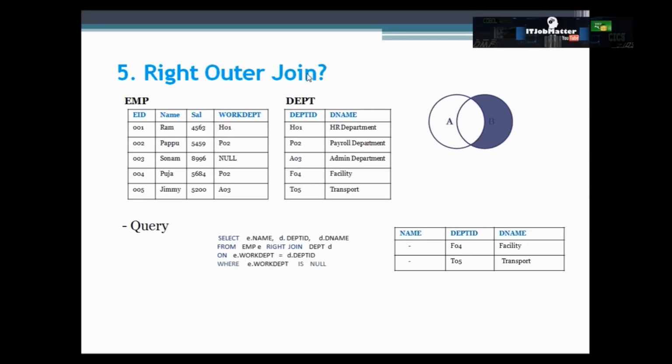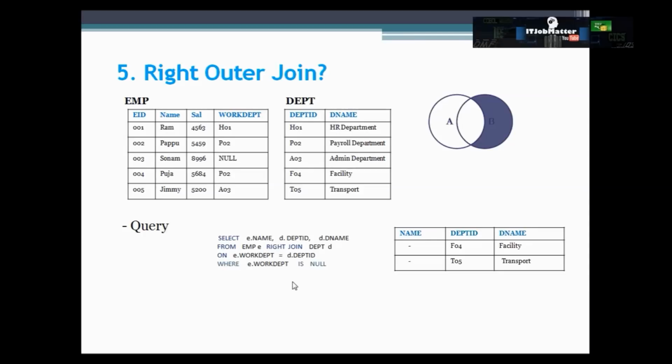Next is right outer join. In this join operation, we try to join right side table B and left side table A in such a way that it returns only the right side table records which do not have any matching row in the left side table. Here we have a pictorial representation of right outer join operation, and this is the SQL query for right outer join.